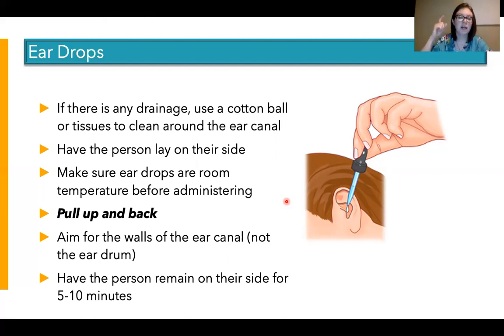And we want to pull up and back when we're giving ear drops. So you would have the person lay on their side, and then you would pull up and pull back, grabbing onto the top part of the ear. Then you would aim for the wall of their ear canal. You're not really aiming for the eardrum, you're aiming for the wall of the ear canal. Then have that person lay on their side for a good 5 or 10 minutes, just to help make sure that the medication works its way down their ear canal. That way we're going to make sure it's going to get absorbed.